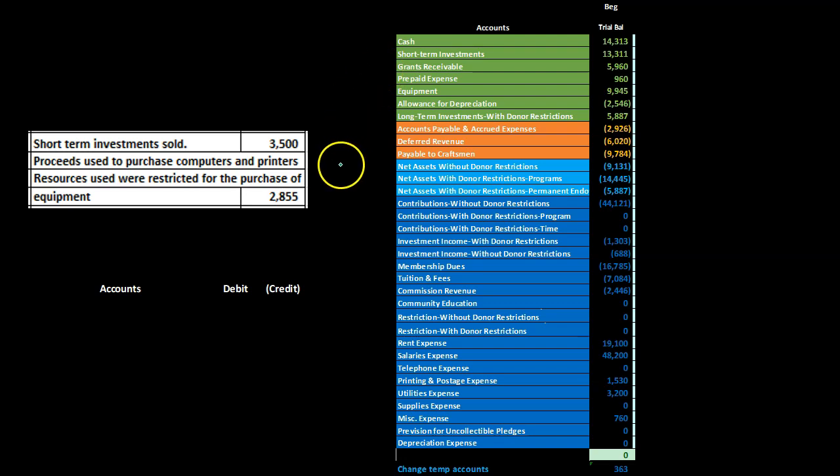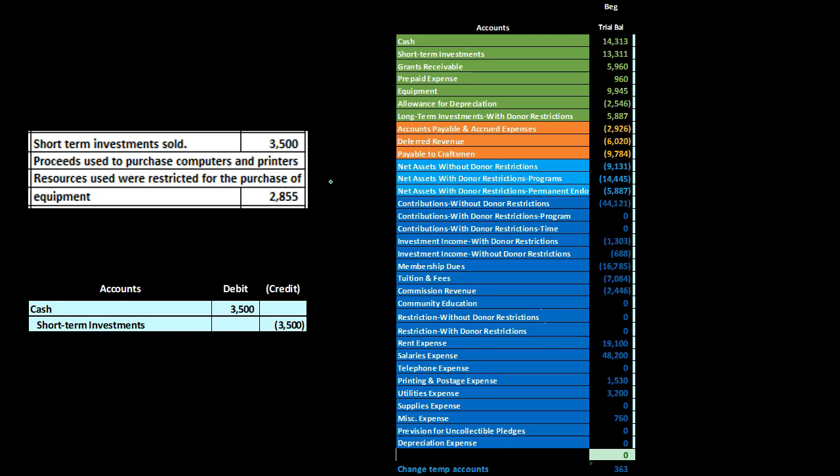And then we're going to have a third transaction that's going to be the result of the fact that we had some money that was restricted for specifically the purchase of equipment. Now we're purchasing equipment. We want to make sure that we unrestrict the money that we used in accordance to that restriction so that we have as much unrestricted as possible. So that's our goal.